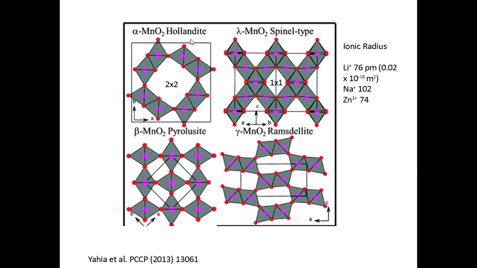And there are many types of MnO2, many polymorphs: alpha MnO2, lambda MnO2, beta MnO2, and gamma MnO2. And you can see the way the octahedras are connected here. In this case, octahedras keep changing their orientation. This is a 2 by 1 structure.